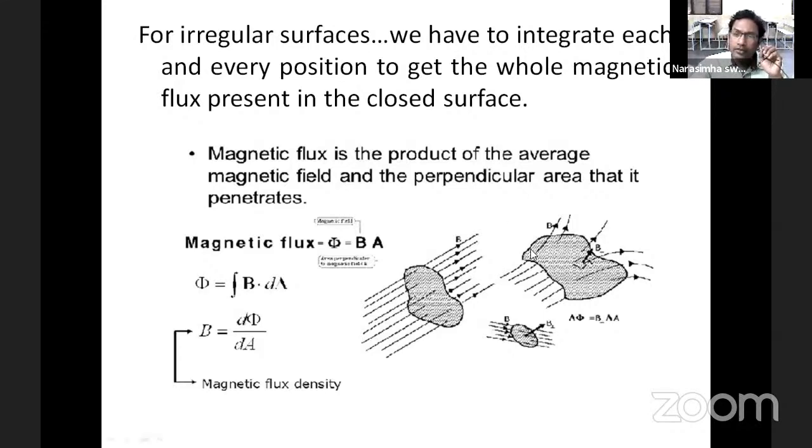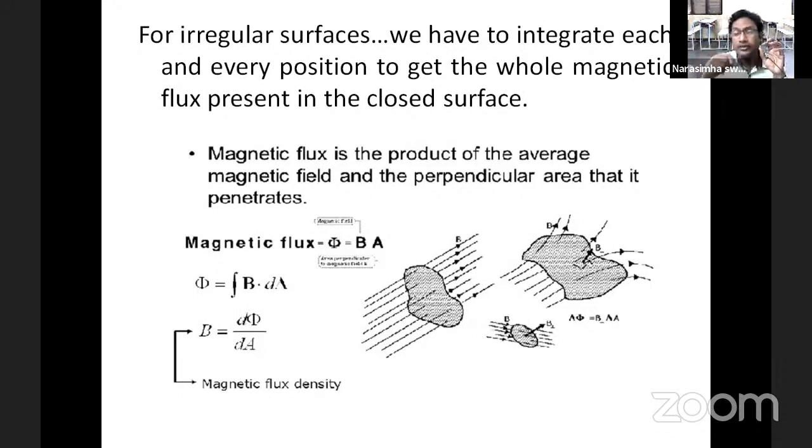At any point on the surface, assume a small surface area, because the surface is not a perfect shape. That is why we need to consider a number of perfect shapes. If we assume that, then all the surface areas are summed, added together, which is nothing but integration. Then finally you get the total amount of magnetic flux passing through the irregular surface.